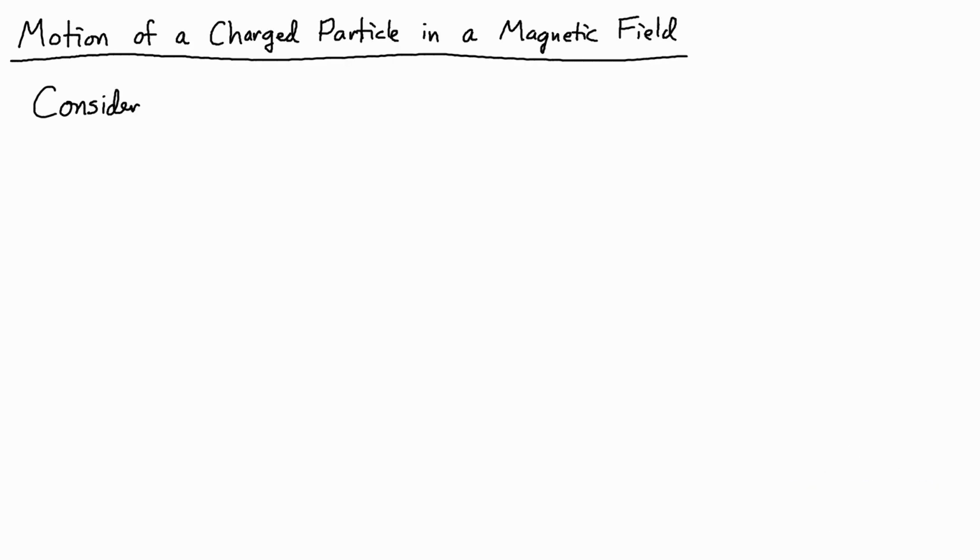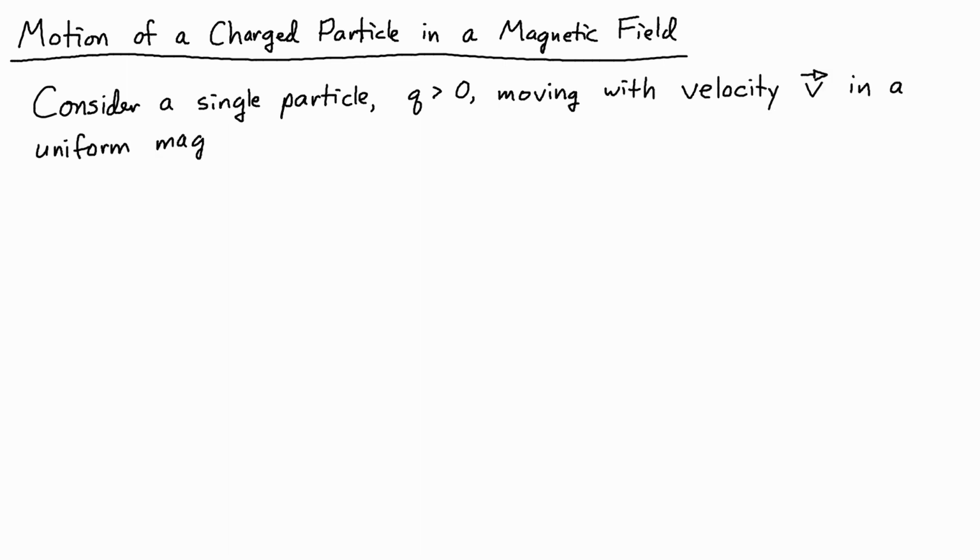Now let's talk about the motion of a charged particle in a magnetic field. The basic idea is that we consider a single particle, and I'll assume that it's a positive particle, moving with velocity v in a uniform magnetic field B. And I'm assuming that there aren't any other forces acting. For example, the weight would be negligible.